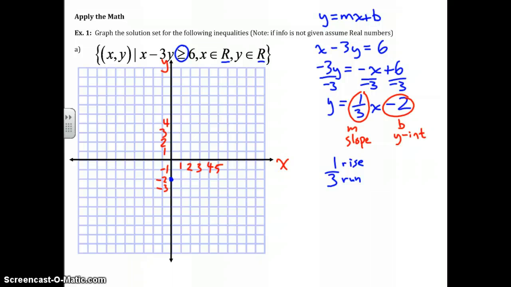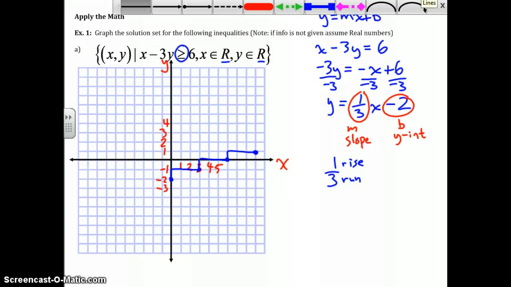So we go to our point, the y-intercept of negative 2. So we always start at the y-intercept, and to find another point on this line we go up 1 over 3. Okay, so there's another point on our line. And we can go up 1 and over 3. We get another point on our line. We go up 1 over 3 and get a fourth point on our line. So we can do that as many times as we want in order to get enough points for that line.